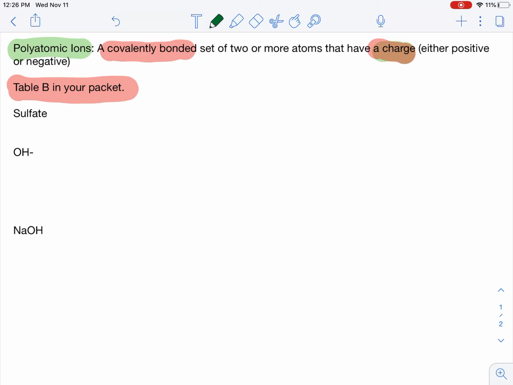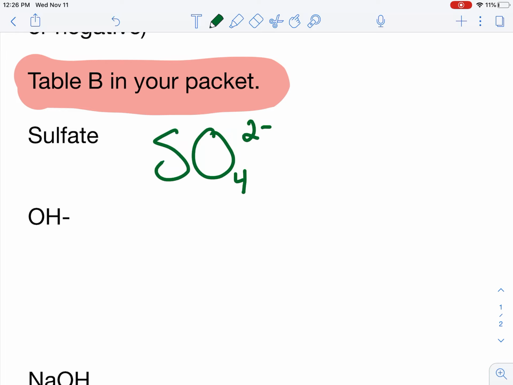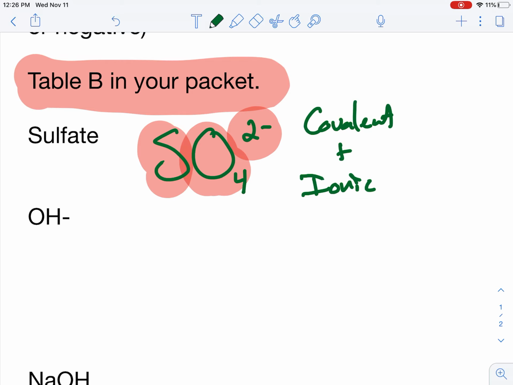For instance, sulfate, you should just be able to recognize that's a polyatomic ion. So I'm familiar with the word enough that I know what it is. I can look it up. I have it memorized, but you don't have to. It's SO4 2 negative. That means the sulfur and the oxygen are covalently bonded together, but they also have a charge. So this is covalent and ionic at the same time.